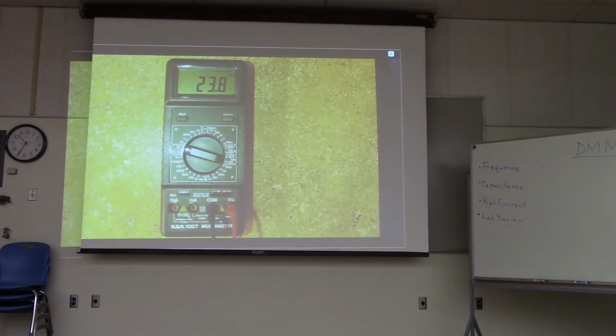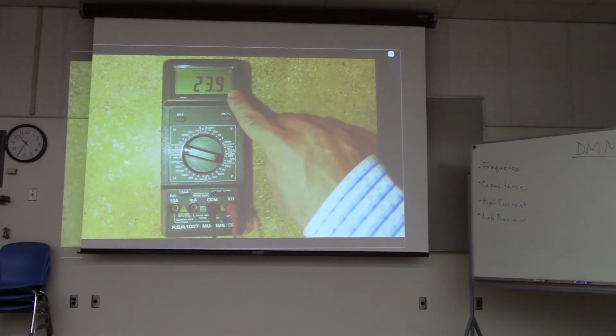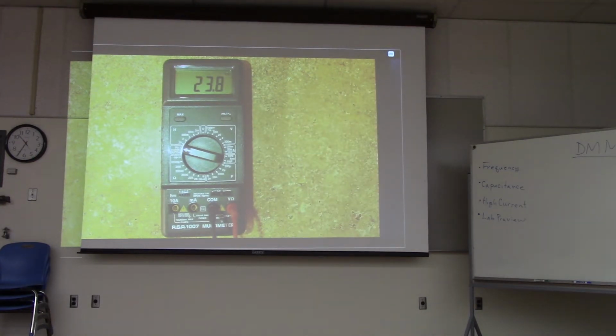So you're just going to keep on increasing the frequency that's coming out of the function generator until you reach a number that says OL on the meter. Okay? If you go all the way up on the function generator and it never says OL on the meter, then you can just say it's higher than the highest frequency that the generator can create.